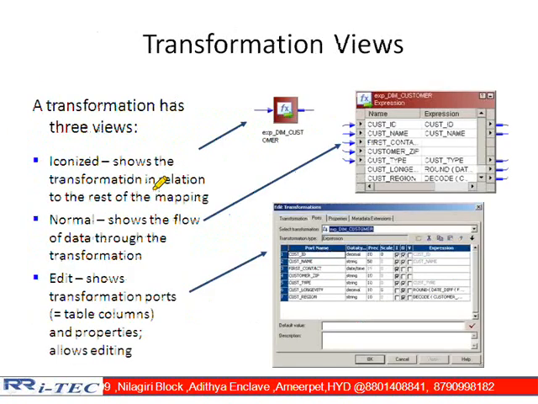Now transformation views: a transformation has three views. One is the iconized view. Iconized shows the transformation relative to the rest of the mapping. And next is the normal view, which shows the flow of data through the transformation. This is how the flow is going, what is coming as input and what is going as output. Next, edit mode.